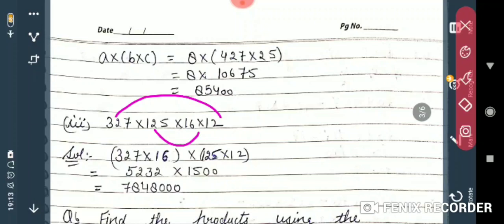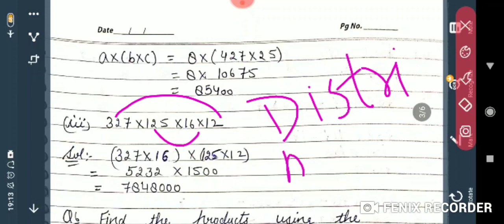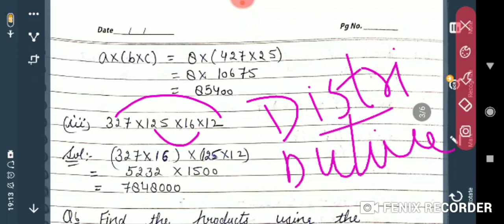Just you have to make the pair in distributive property. So dear student, please don't get confused in distributive property. Just make two pairs while you have to add or you have to multiply.